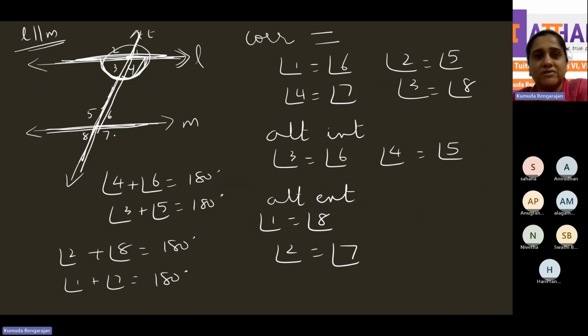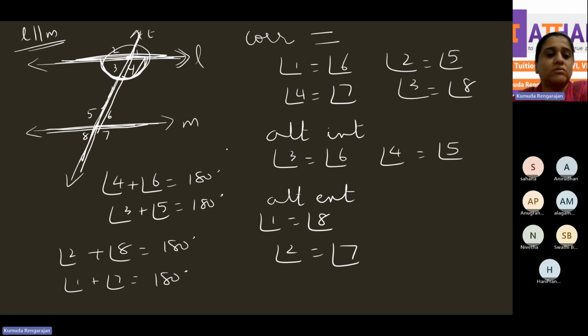Okay, so linear pair exists wherever we have straight lines. It's actually when we have a straight line and a ray standing on it. This is the straight line, this is the ray. So 7 plus 8 is equal to 180. So like that. Okay, so linear pair, and then vertically opposite angles are equal. All right.